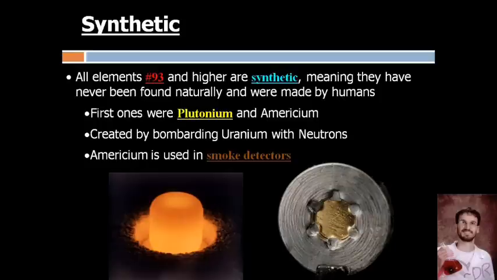But the synthetic elements, so if you look at the periodic table, 93 and higher are all man-made. These are all things that would never have been found on Earth because we ended up making them in a lab. The very first ones that were ever made were plutonium, which you've probably heard of, and americium. So these are the first two man-made, brand new, never seen before in the universe materials.